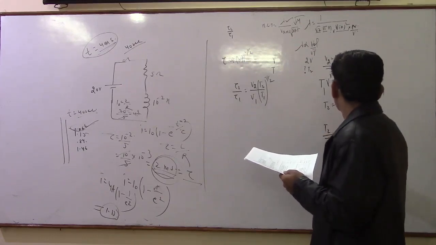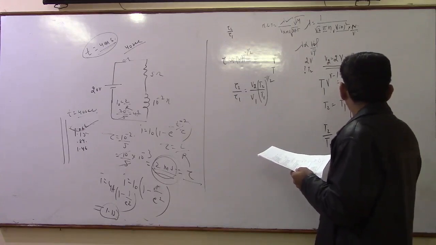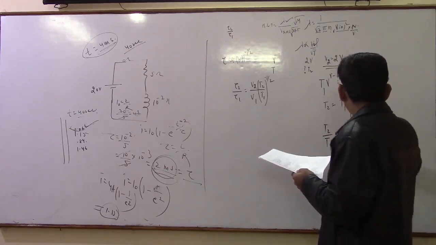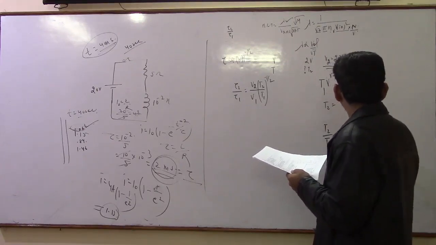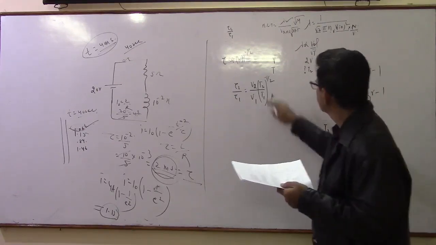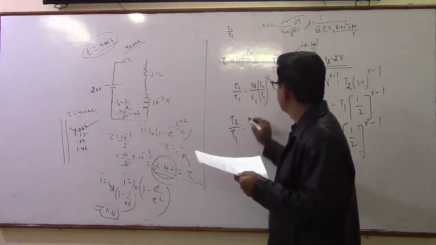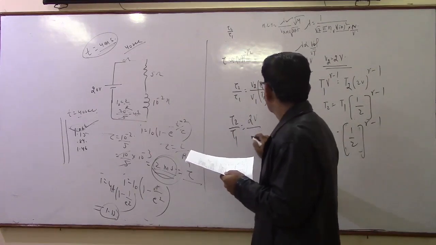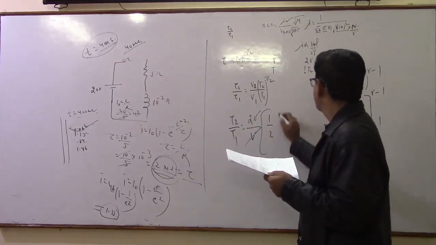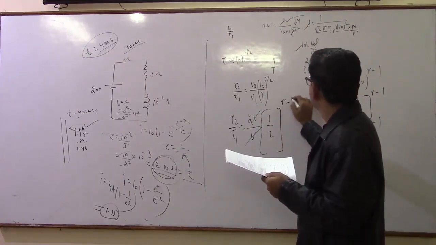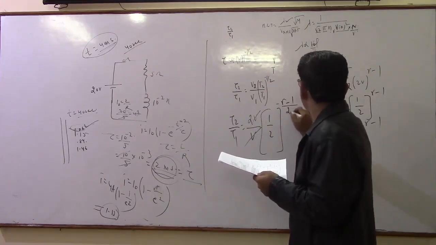So this T2 by T1 will be equal to 1 by 2, and this term will come at the bottom. So this will be written as T2 by T1 equal to (1 by 2) to the power of gamma minus 1. Let us put it here: T2 by T1 will be V2 by V1, where V2 is 2 times V and V1 is V. These terms cancel. T2 by T1 is (1 by 2) to the power of gamma minus 1, which is 2 to the power of minus 1 by 2.